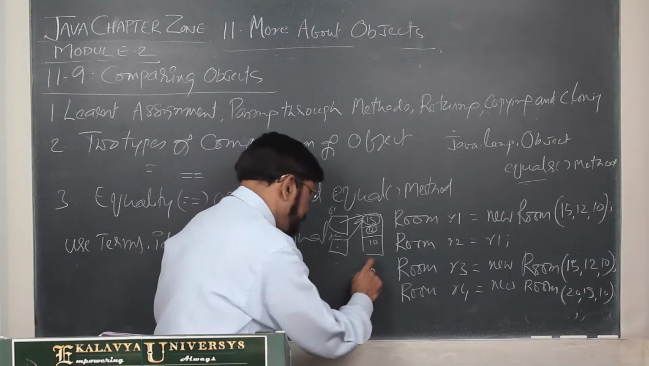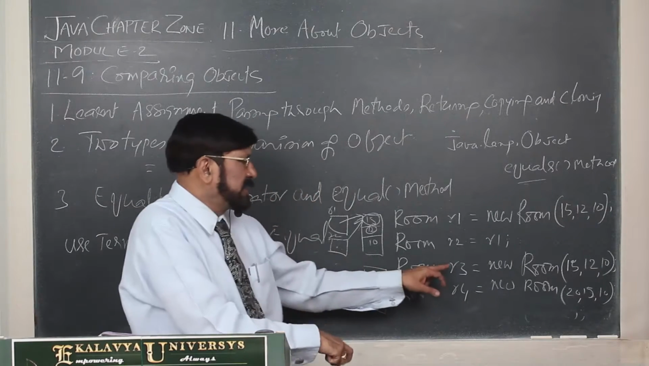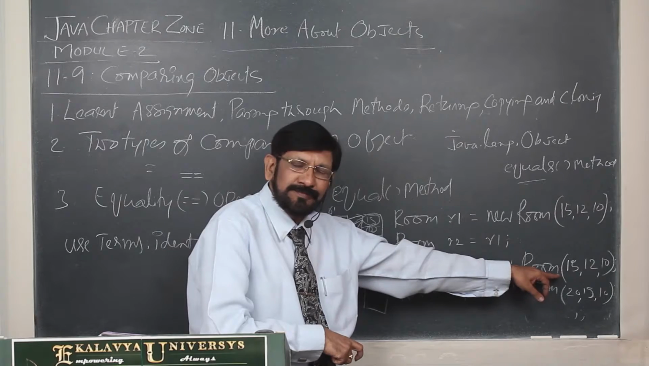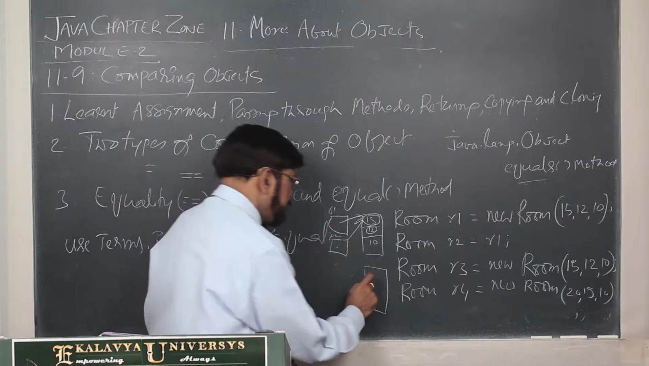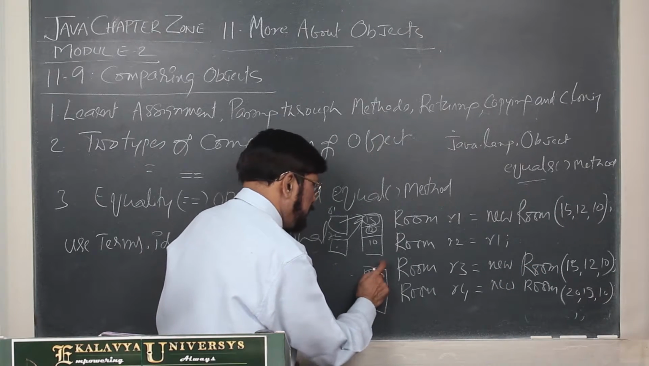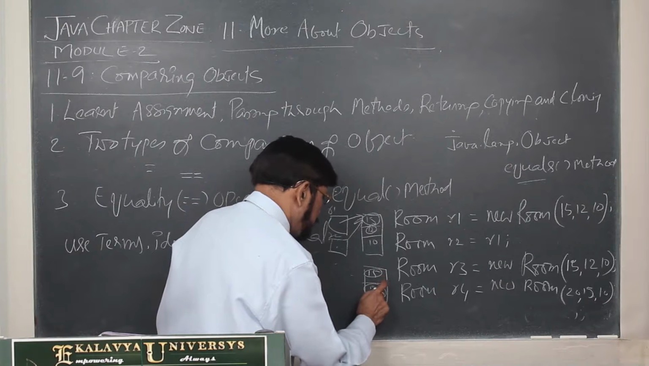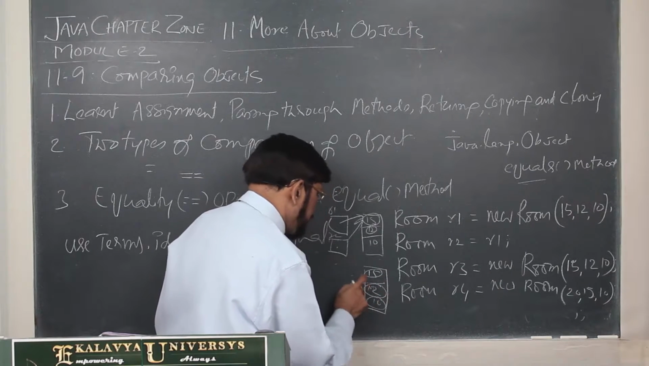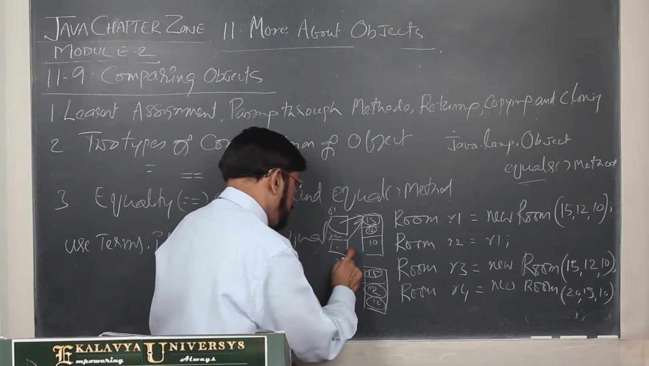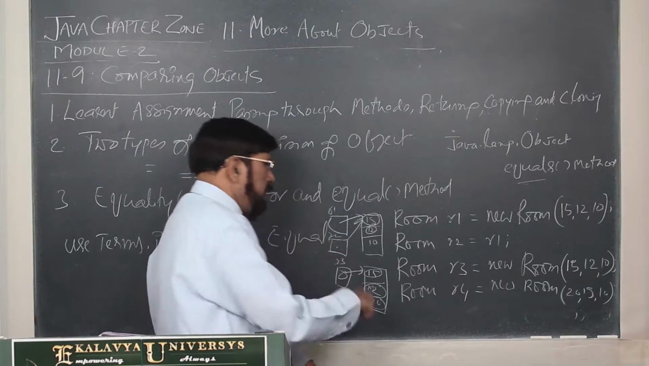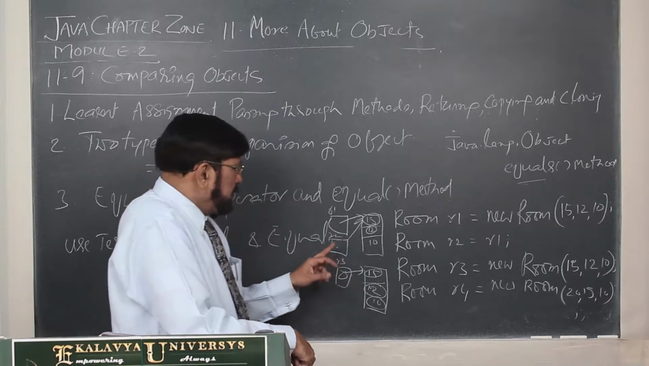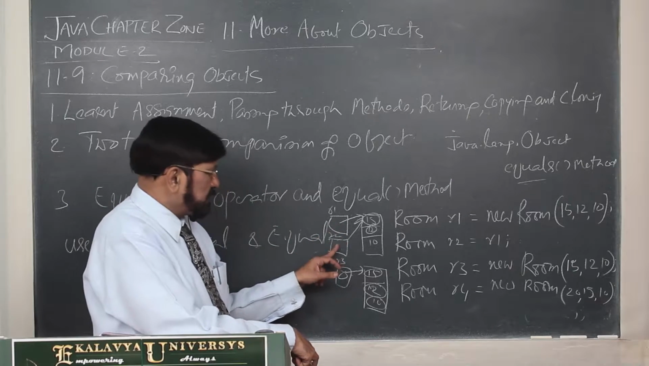Now R3. R3's content is actually the same: 15, 12, 10. Now we see here equality of reference.